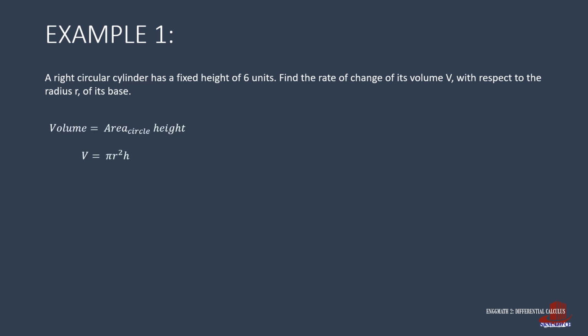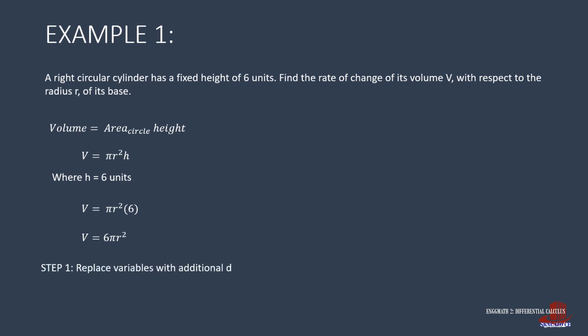To start with the differentiation, we need to identify the equation for a cylinder's volume, which involves its radius, and that is the area of the circular base multiplied by the height. Mathematically, we write this as V is equal to pi r squared times h, where the problem states that the height is fixed at 6 units. Therefore, we have V is equal to pi r squared times 6, or that is V is 6 pi r squared. This is the working equation that we are to differentiate.